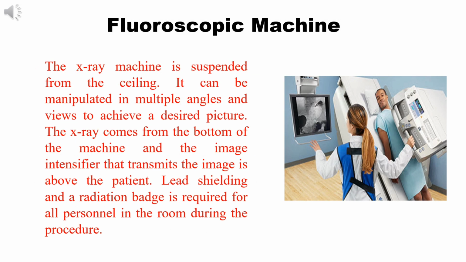So first of all, we should know what a fluoroscopic machine is. The X-ray machine is suspended from the ceiling, so it can be manipulated in multiple angles and used to achieve the desired pictures. The X-ray comes from the bottom of the machine and the image receiver is above the patient. Lead shielding and radiation badges are required for all personnel in the room during the procedure.